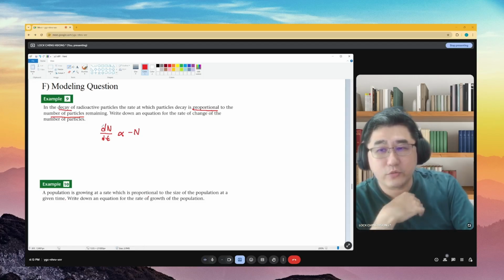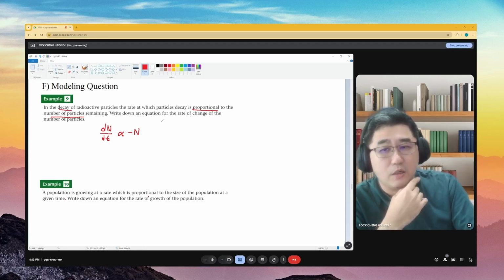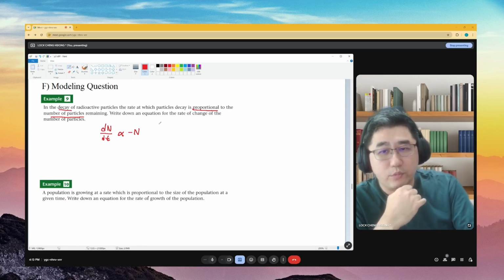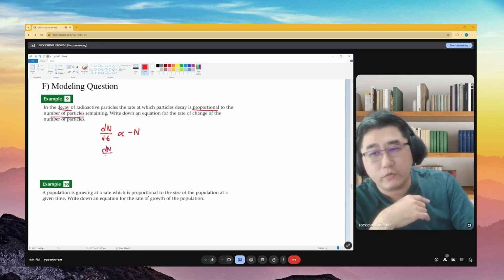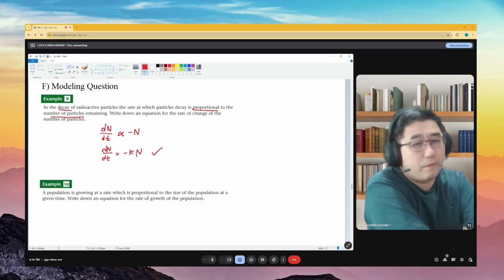How do I know that it's written like this? The number of particles, I read it as N. Proportional, decay, negative: proportional to the number of particles remaining, negative N. So I have dN/dt equals negative kN. So this will be the equation that we're looking for.